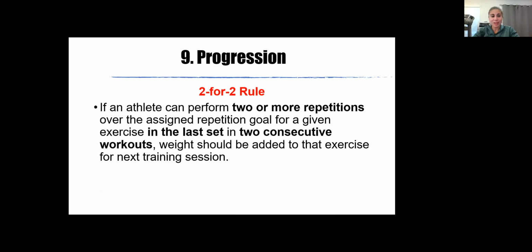Okay, let's repeat that. If an athlete can perform 2 or more repetitions over their assigned repetition goal for a given exercise, in the last set of 2 consecutive workouts, we can now add weight the next session. Okay, so let's do an example.